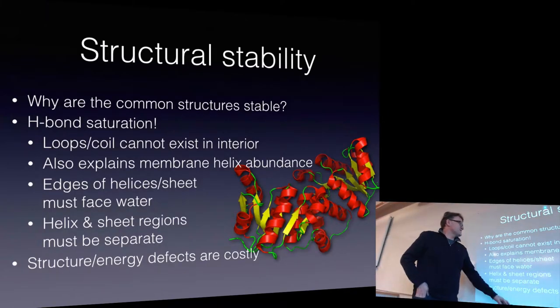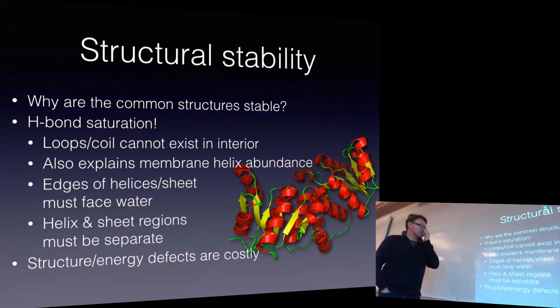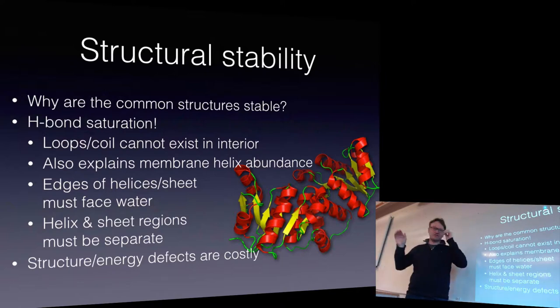But if we go back to this thing, that if there is some sort of structural evolution here, or that we say that there are a handful of structures that are better in some sense than others, why are those better? And what we said, I think it was already the first week, we argued for the importance of hydrogen bonds, right? So having lots of hydrogen bonds is good.